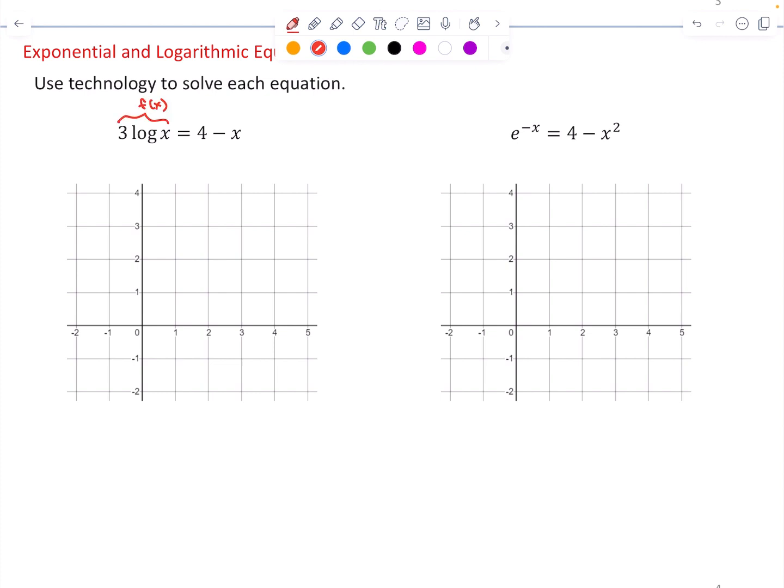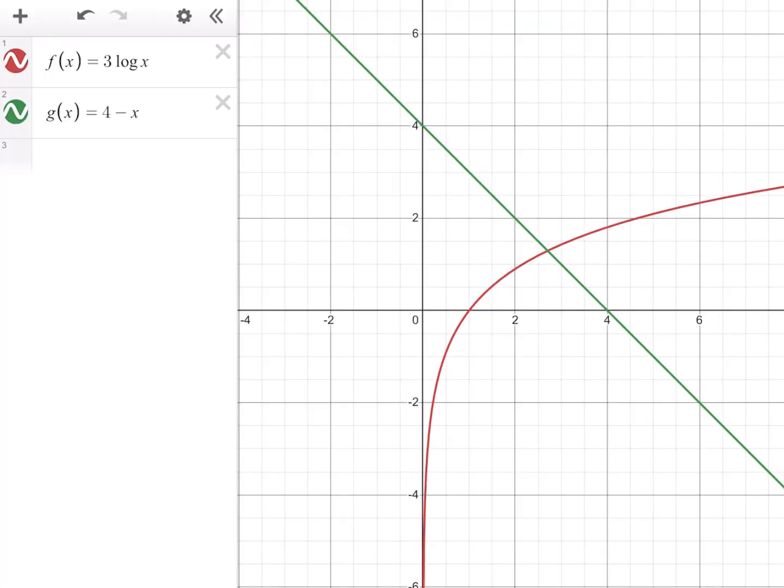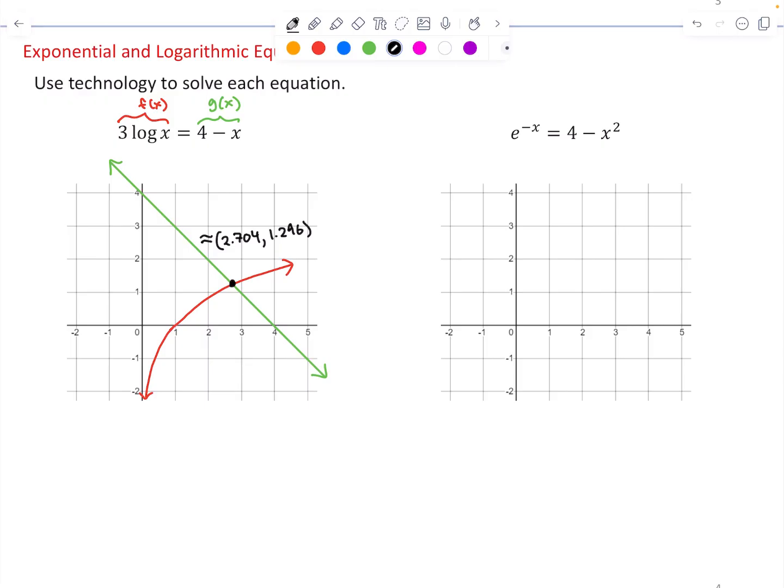So in this first case, let's call 3 log x the function f of x and 4 minus x the function g of x. Then I'll graph both these functions in Desmos. Here are our two functions graphed. Click on either graph and you will be able to find its point of intersection. Focus on the x-coordinate. This will be our solution to the equation, and in this case, only one solution. X should be about 2.704. So here's a recreation of our graph, giving us a solution of about 2.704.